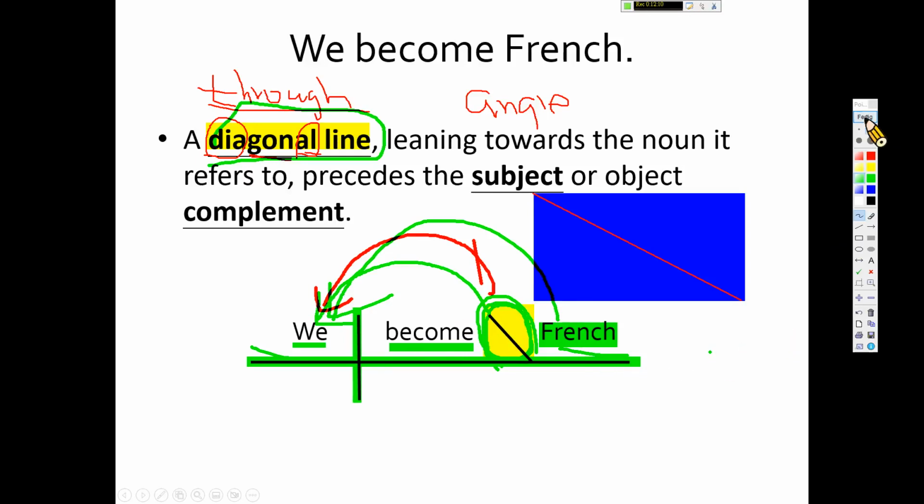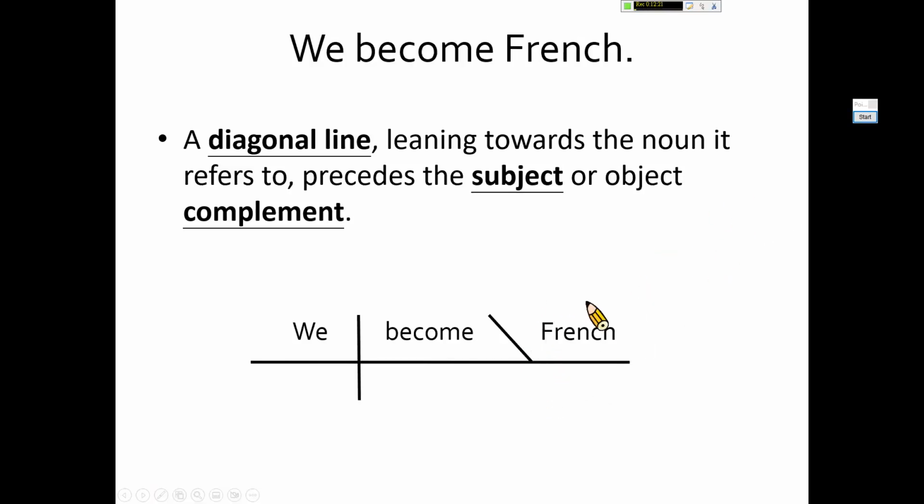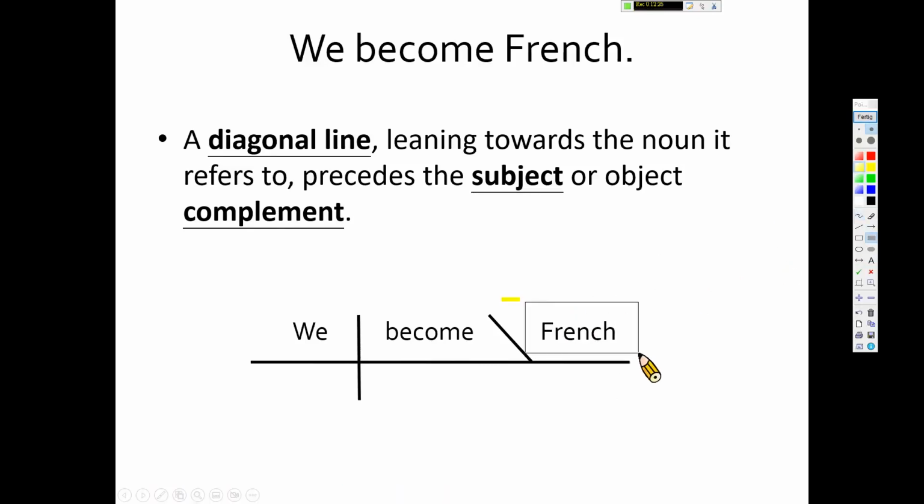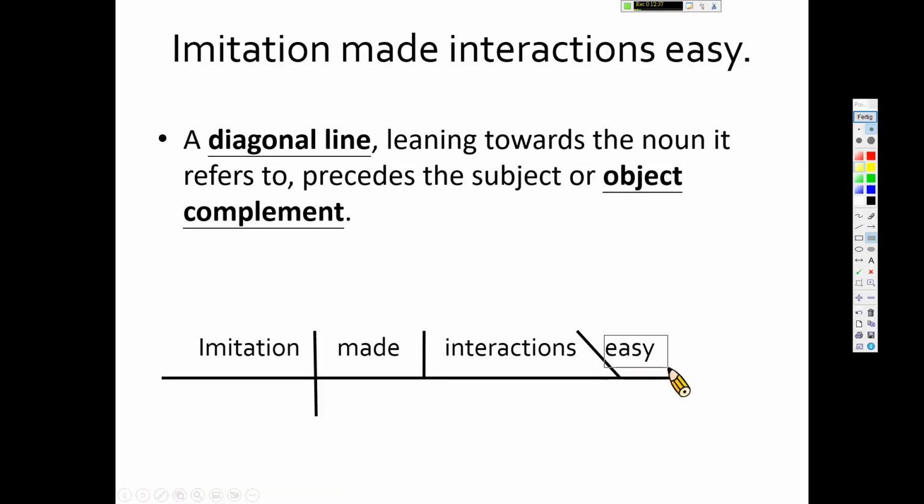Okay, so now let's see the next one. And we added in the previous one this is the subject complement. This is the subject complement, right? So before the subject complement, we use a diagonal line. And now if we have this, this is the object complement. Object complement is used to complement interactions. This is object. So let's take a look here.